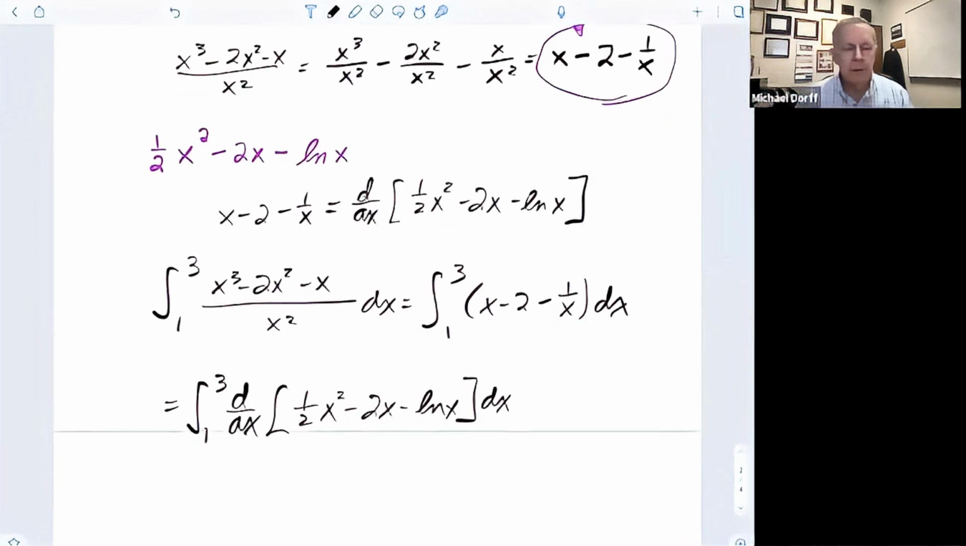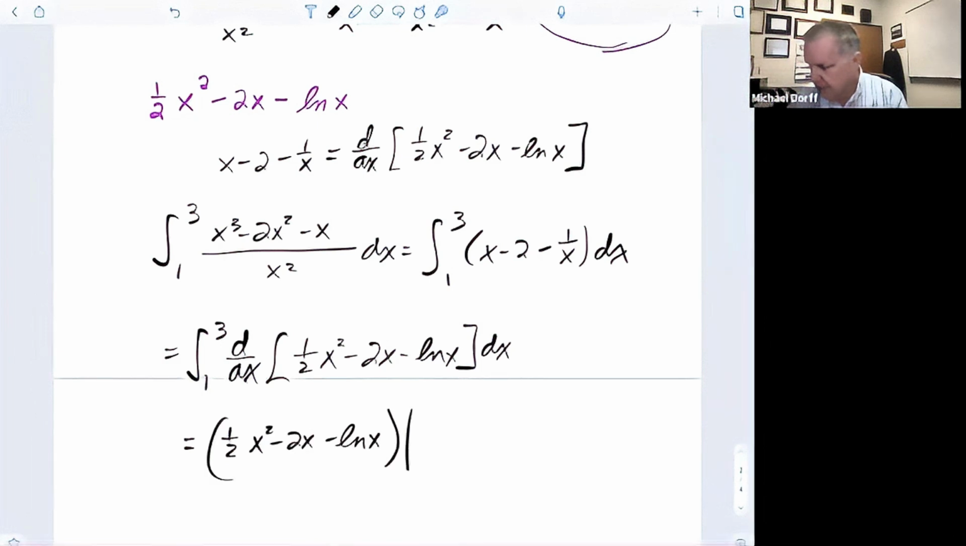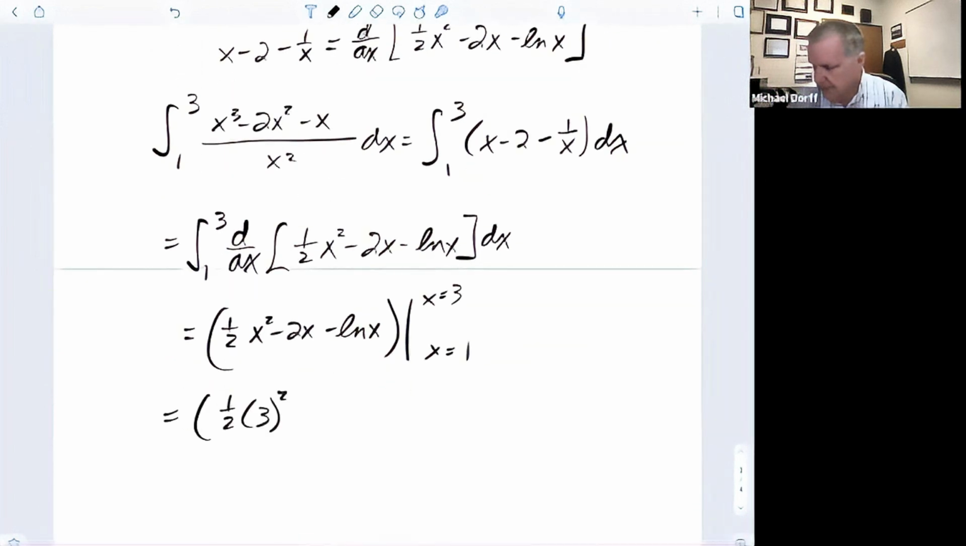And now we use the fundamental theorem of calculus because I have an integral of a derivative, so they cancel each other out. So I have 1/2 x squared minus 2x minus natural log of x, and I'm going to evaluate it from x equals 1 to x equals 3. So I plug in 3. I've got 1/2 times 3 squared minus 2 times 3 minus natural log of 3, minus, remember when I do this, the middle term, I'll do a subtraction between the first and the second term.